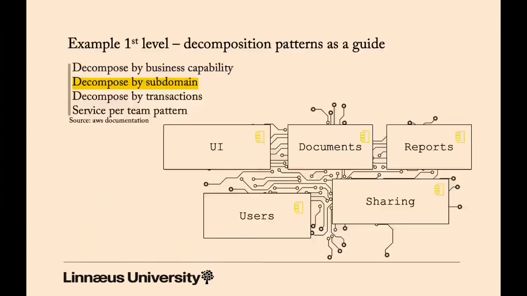So this is actually a picture I borrowed from my other presentation, one of the recorded ones on decomposition. And AWS provides 4 decomposition patterns that you can use to decompose your application into microservices. So you can decompose according to subdomains, like UI, documents, reports, users, and sharing, like here. But you can also do it after business capability, after transactions, and you can also do a team-based decomposition. So we have a question.